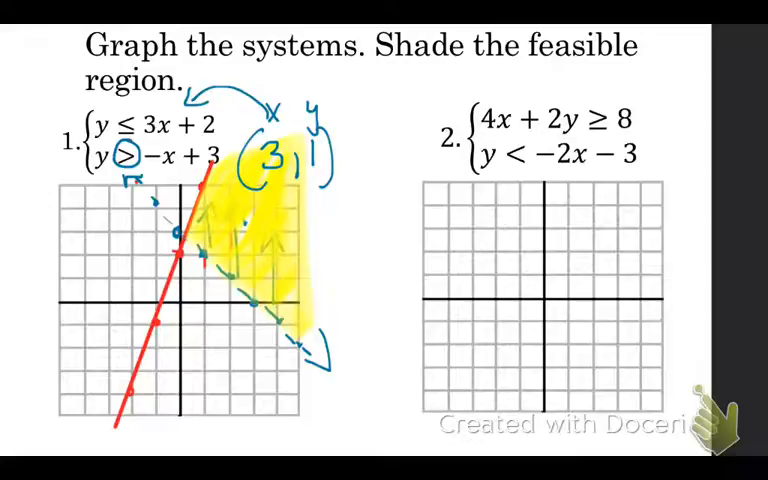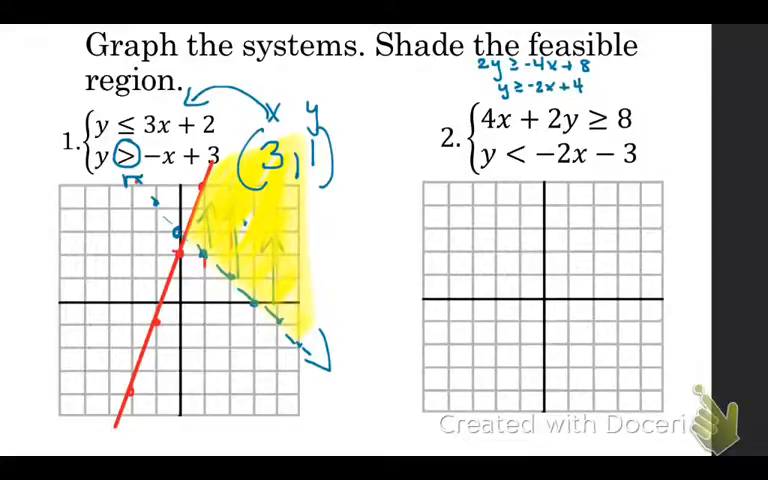Okay, now practice with number 2, and one of the things you should notice is that the top inequality is not in slope-intercept form. So you're going to need to start by converting this to slope-intercept form by subtracting 4x from both sides, which would result in 2y is greater than or equal to negative 4x plus 8, and then divide both sides by 2, which would be y is greater than or equal to negative 2x plus 4.